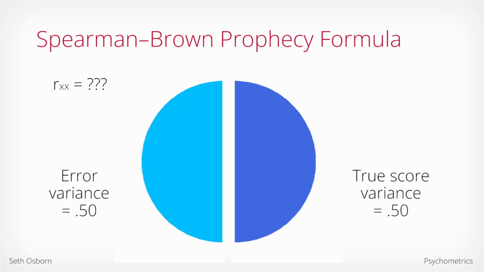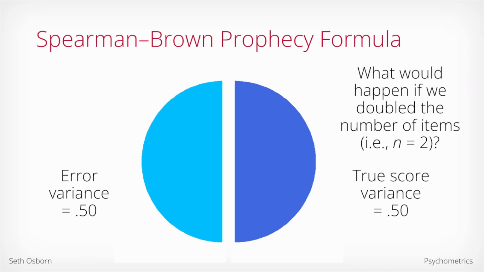Think about it. Reliability is the proportion of variance that's attributable to true score, and here that's half of the variance, so reliability is 0.5. We're dealing with a 1-to-1 ratio where we have equal parts randomness and true score.